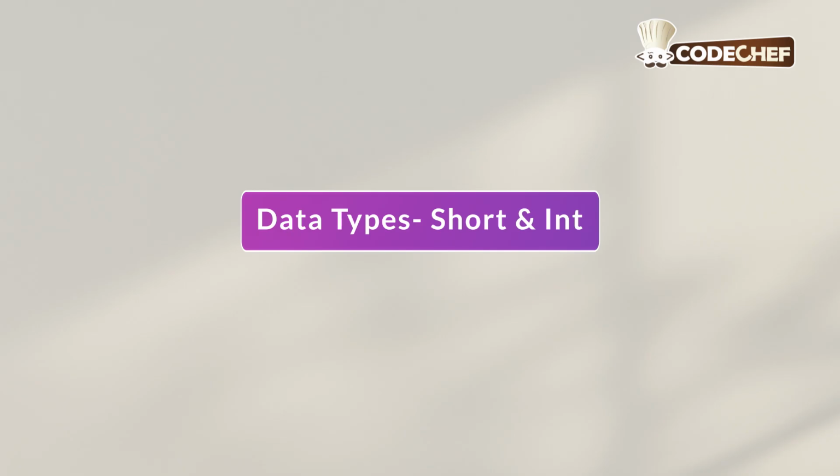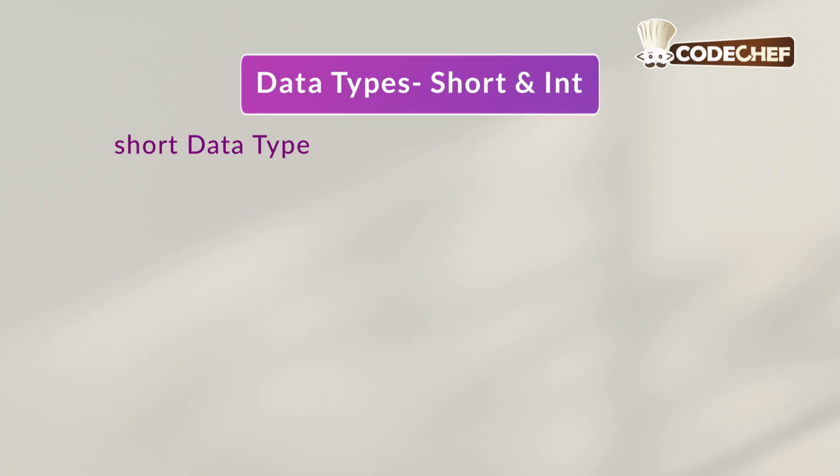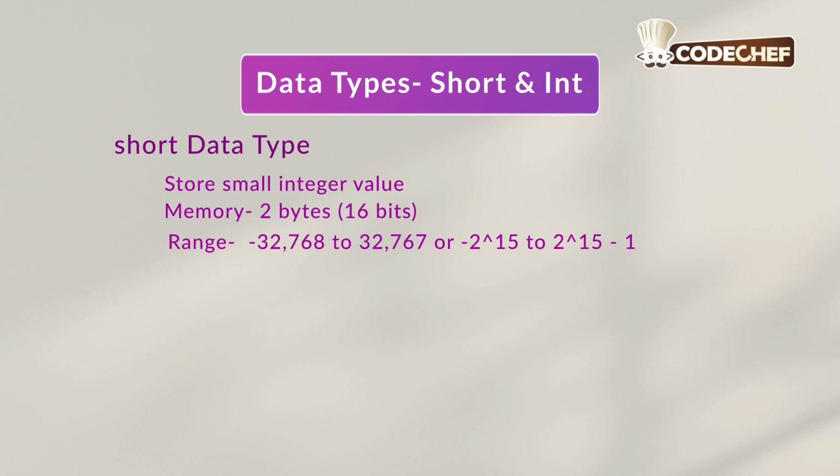The first one is data type short. The short data type is used to store small integer values. Usually it takes 2 bytes, that means 16 bits of memory. The range of values it can store on most systems is from minus 32,768 to 32,767, or we can say minus 2 raised to the power 15 to 2 raised to the power 15 minus 1. And how to write?